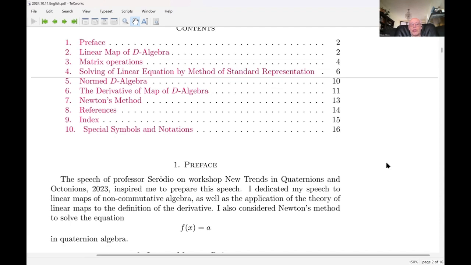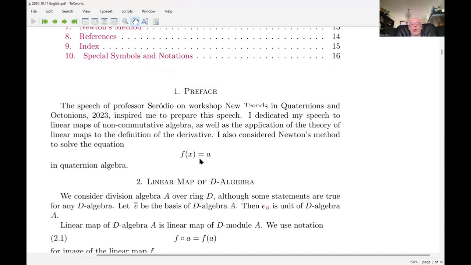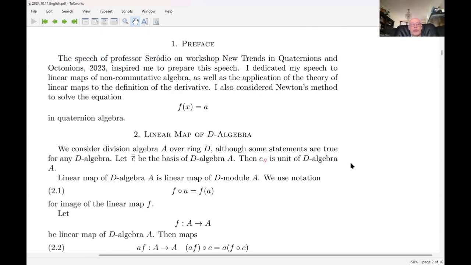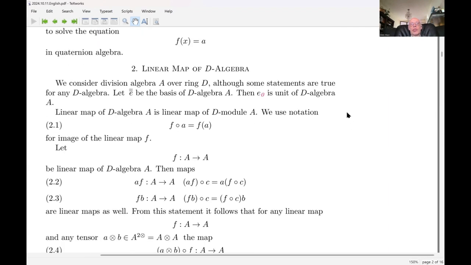I also considered Newton's method to solve the equation f(x) = a in quaternion algebra. We consider division algebra A over ring D and found some statements that are true for any D algebra. Let e be the basis of the algebra A, then e_0 is the unit of the algebra A. A linear map of the algebra A is a linear map of the module A. We use notation 2.1 for the image of the linear map f.